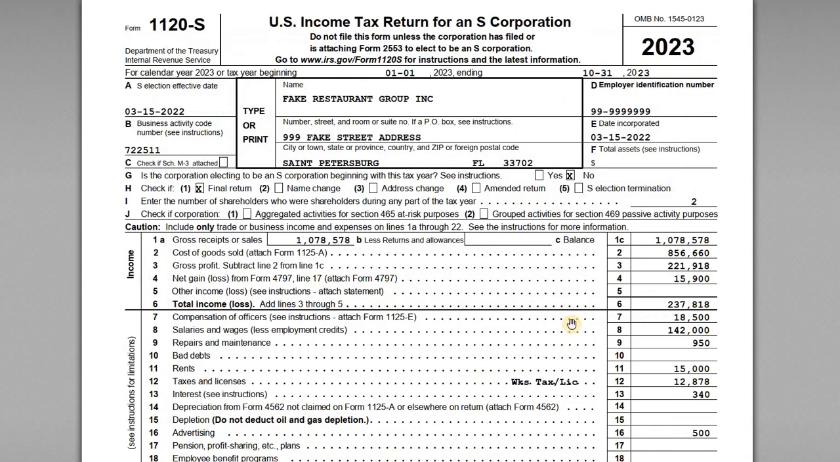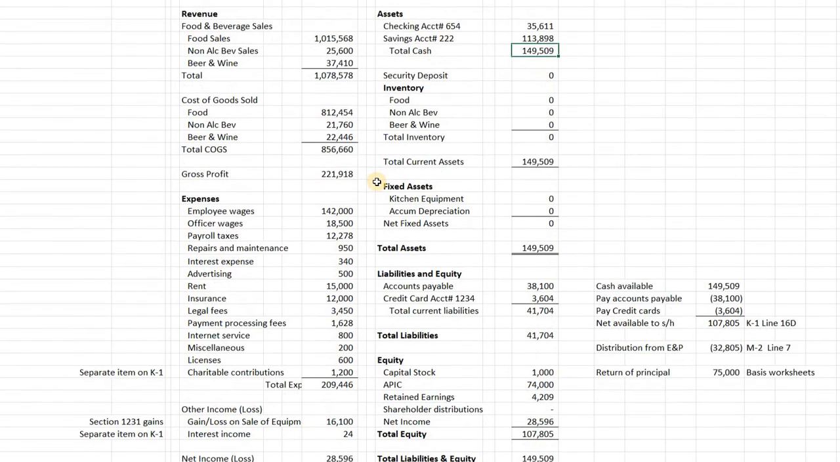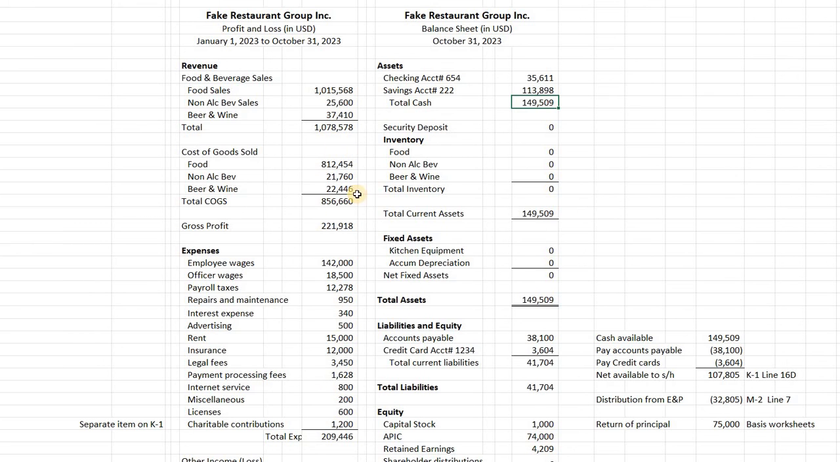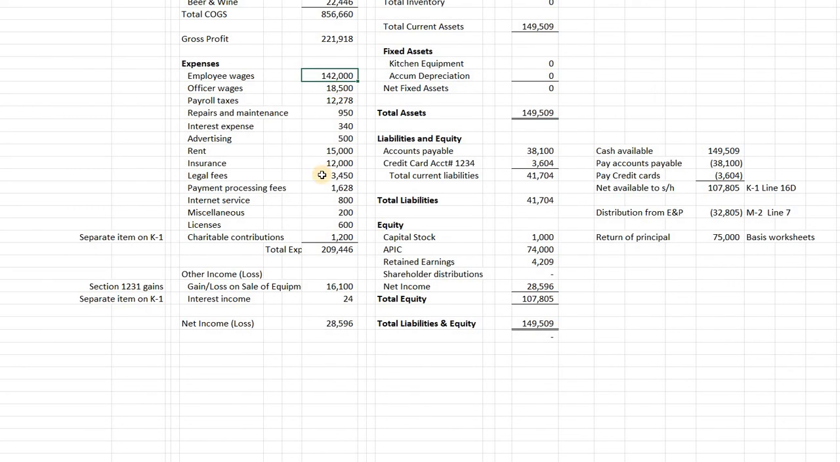All right, so let's have a look at the financial statements and complete page 1 here for the ordinary income loss. So we've got the restaurant's profit and loss on the left-hand side here. So we've got their food and beverage sales, their cost of goods sold, all right, the inventory products, and then the various expenses. So all of these get keyed in to page 1 because they are ordinary business income or loss items. The items that will get separately stated are the charitable contributions, the interest income on the savings account, and then the gain or loss on the sale of equipment. That, if it includes a 1231 item, is going to be separately stated as well.